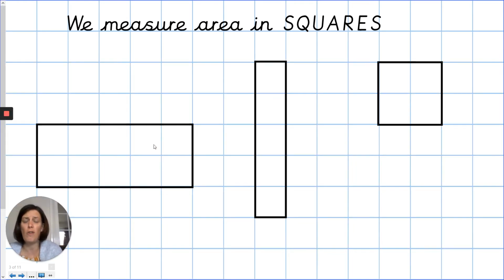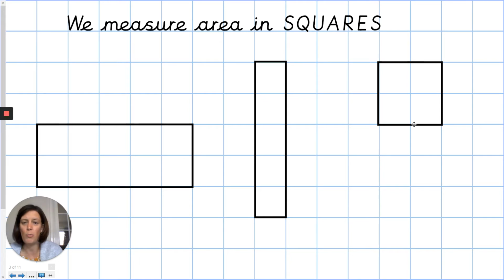Okay, so I've got three shapes here, two rectangles and a square. And if we look, we can see how many squares are inside each shape. So this one has 1, 2, 3, 4, 5, 6, 7, 8, 9, 10 squares inside it. So it has an area of 10 squares. This one has 1, 2, 3, 4, 5 squares inside it. So it has an area of 5 squares. What about this square? Can you work out the area of this square? Well done, it's 4. So this square has 4 squares inside it and its area is 4.